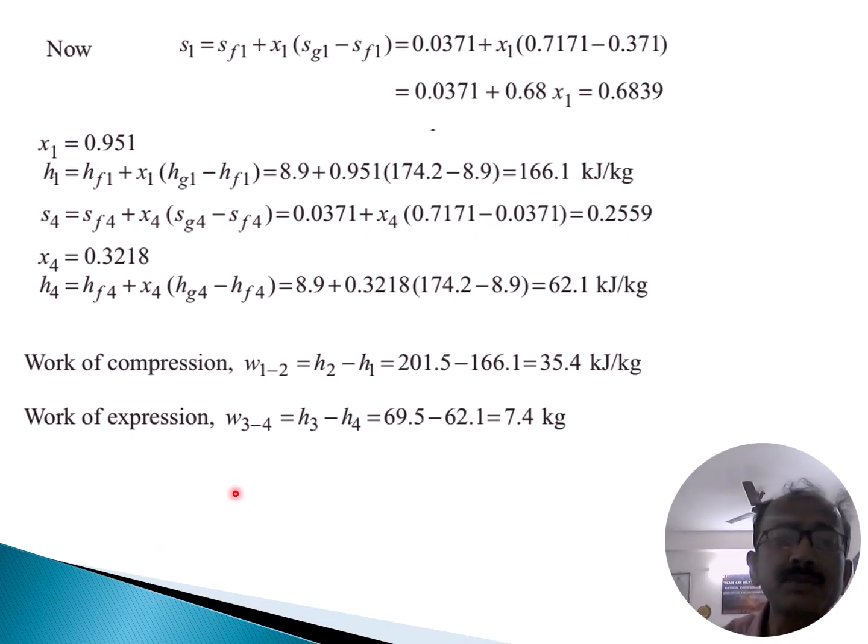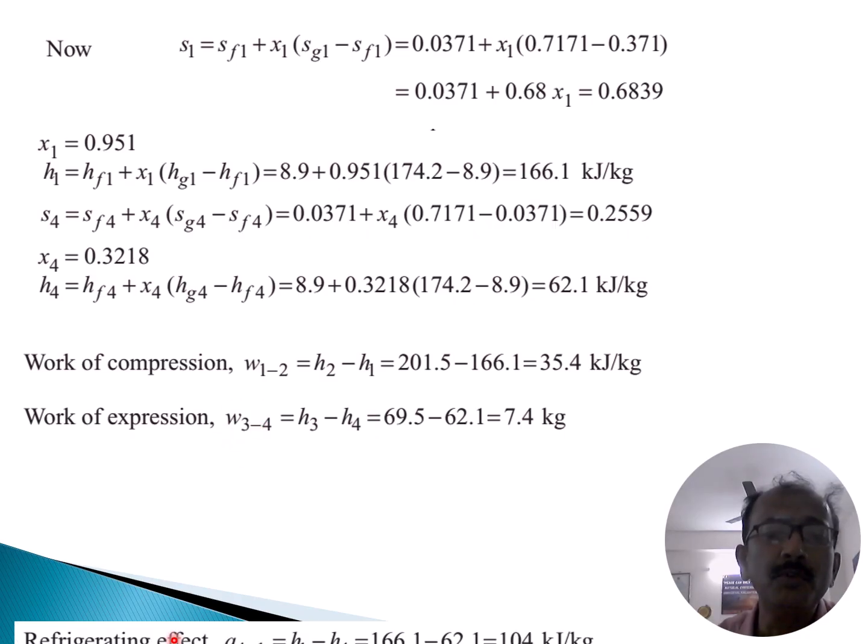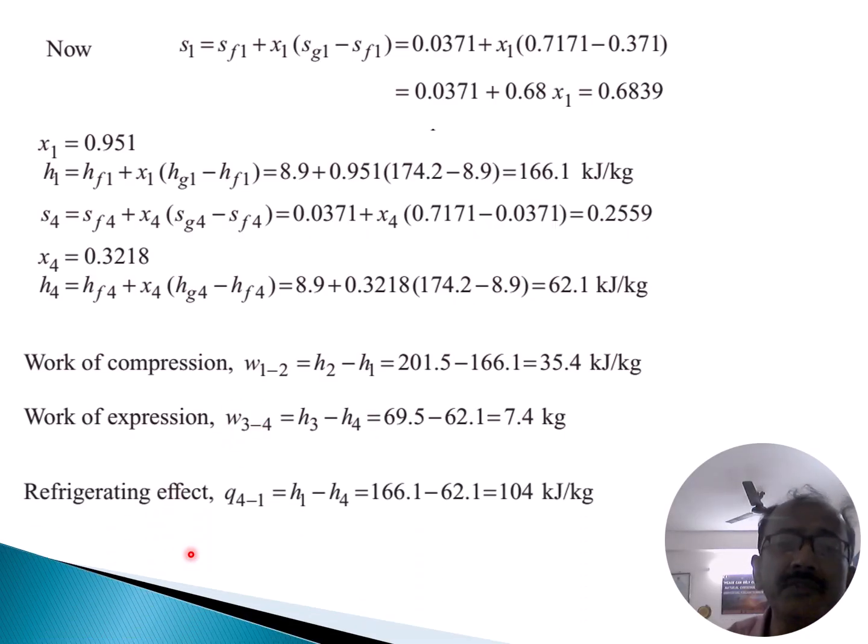Similarly, work of expansion W34 is H3 minus H4. So put the enthalpy difference of the two, and we get the value of the work of expansion W34. And the refrigerating effect, we know, is Q41, that is 4 to 1, the enthalpy difference H1 minus H4. H1 is the higher enthalpy, H4 is the lower enthalpy, and that is the refrigerating effect. So we put these two values of the enthalpies, and we get the refrigerating effect Q41.